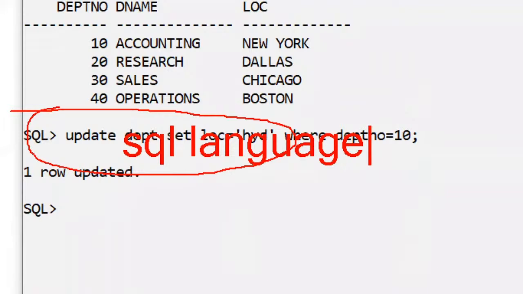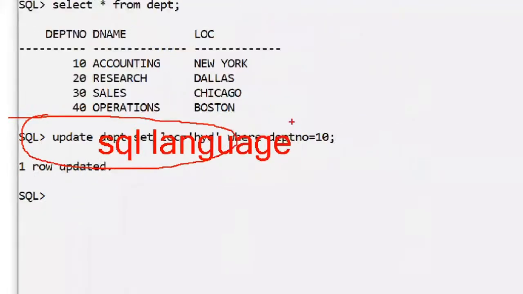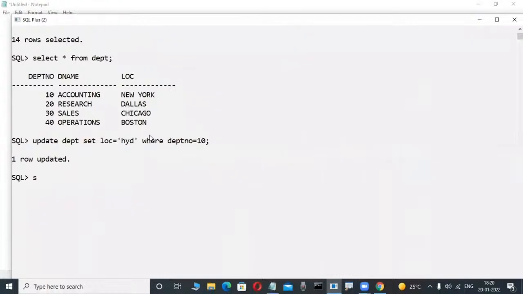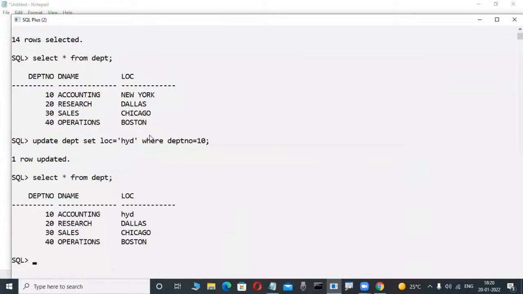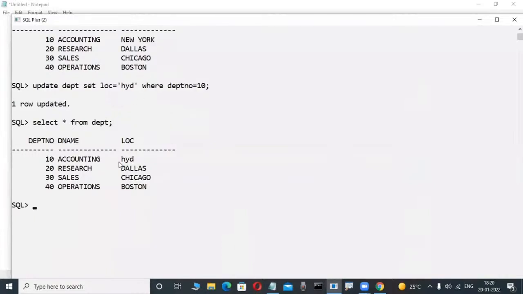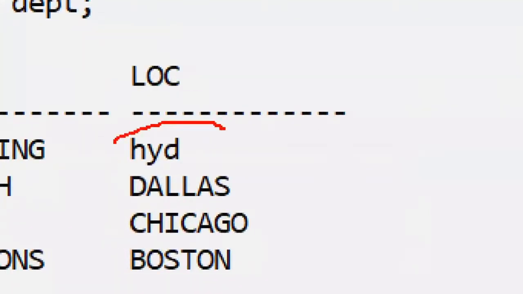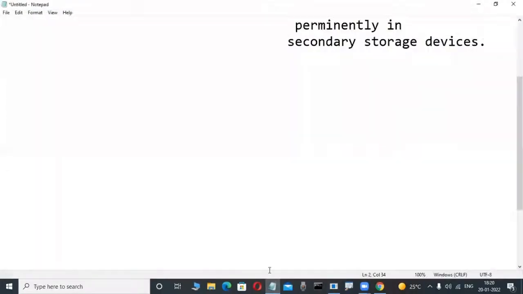Observe here, once we write this type of code, this is called the SQL language, and it is automatically reflected in your database. In the previous case, New York was there, but now Hyderabad is the location, right? That's why always observe it here.